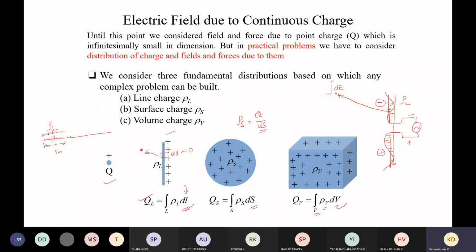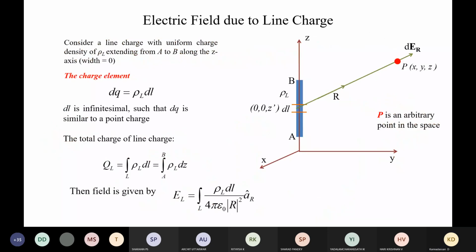So these three different charged bodies, like line, surface and then volume, if they are available in a space, then how their electric field will be and how to calculate that. That is what we are going to see now.